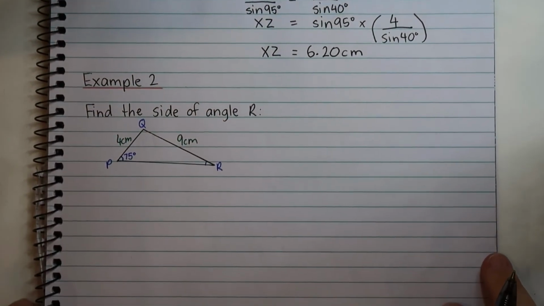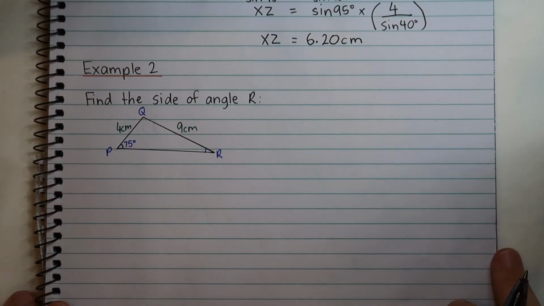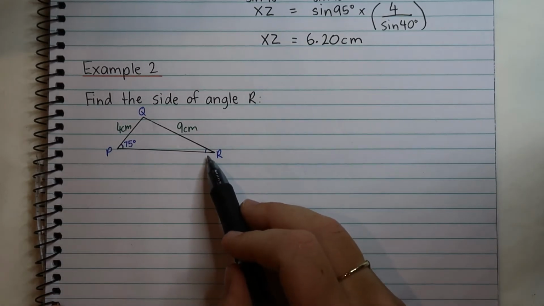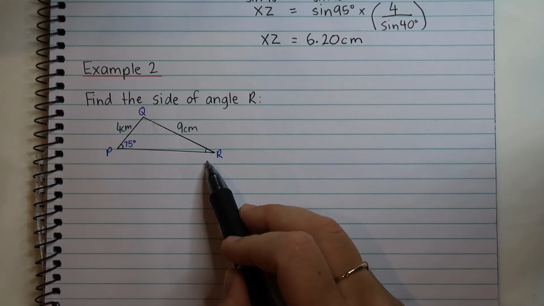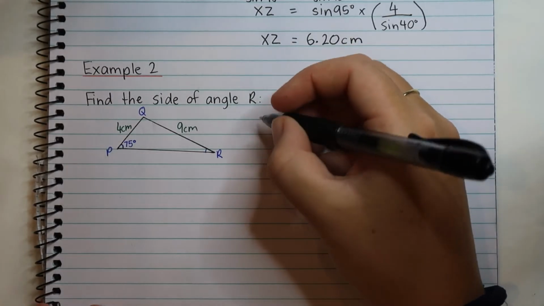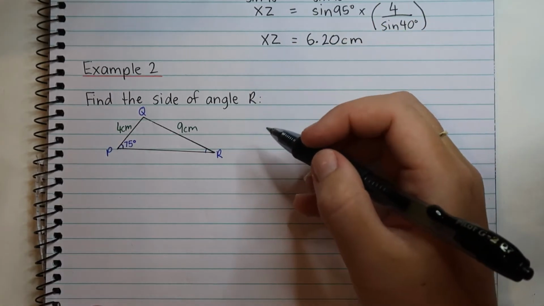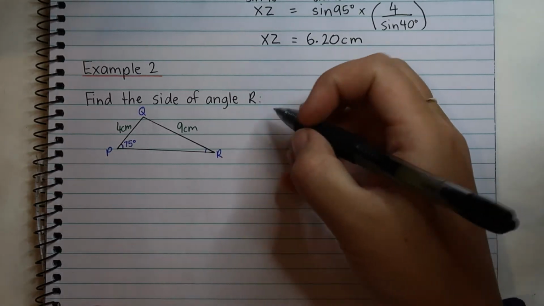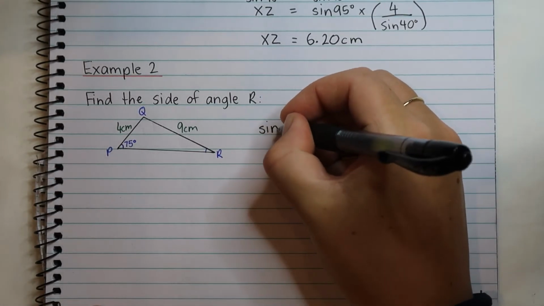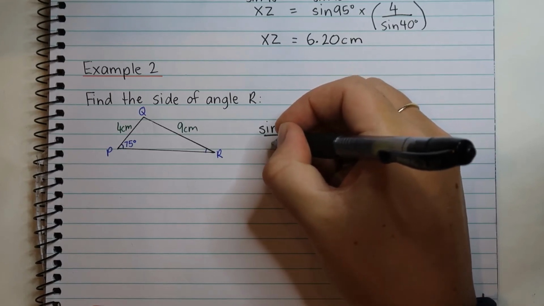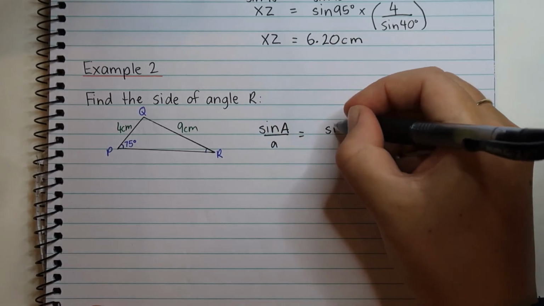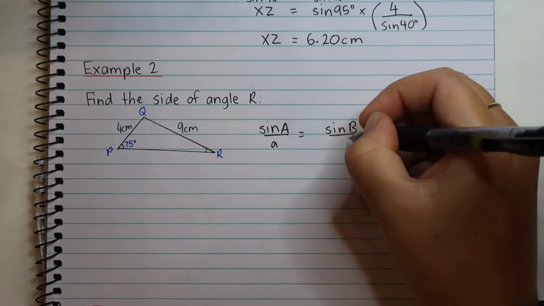So now let's have a look at an example where we're finding an angle. So find the size of angle R. So that's this angle in here. So first off, let's write out our rule. We're going to use the inverse of the rule that we just used. So sine A over A is equal to sine B over B.